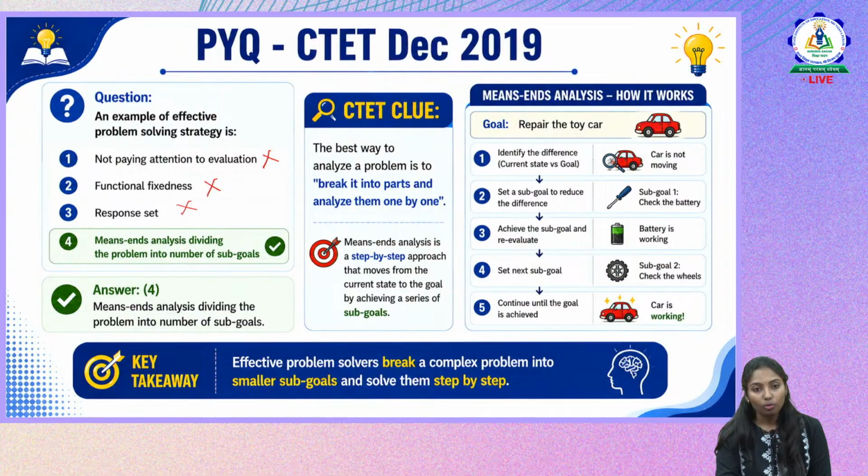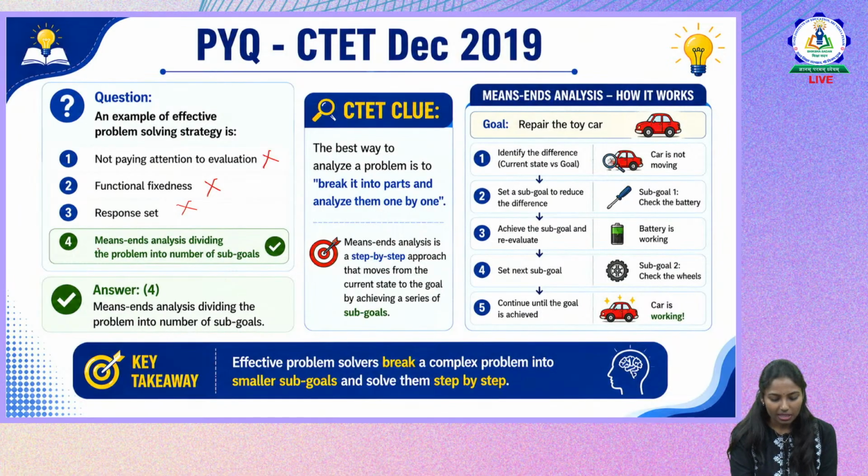So now we are left with the fourth option, means ends analysis, dividing the problems into a number of sub goals. Usually the answer was still here, means ends analysis. I have given the description there. So what is means ends analysis? If you remember, we have talked about types of problems. In that we talked about how there are two kinds of problems, ill structured and well structured. So ill structured problems क्या होते हैं, जहाँ पे the problem itself is too ambiguous. It doesn't have an exact solution for it.